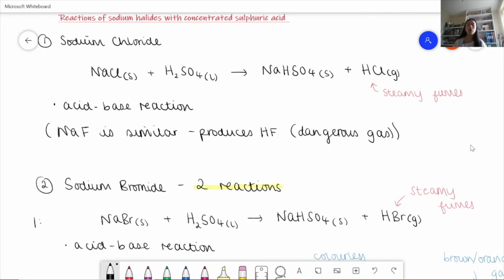All the oxidation numbers haven't changed, so it's not a redox reaction. This is just an acid-base reaction. The acid is sulphuric acid, and sodium chloride is acting as the base. Sodium fluoride does the same thing, but it produces hydrogen fluoride, which is a really dangerous gas.